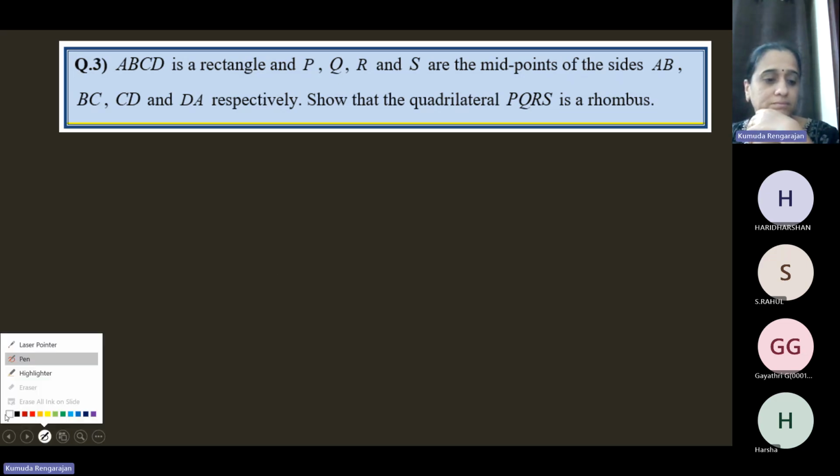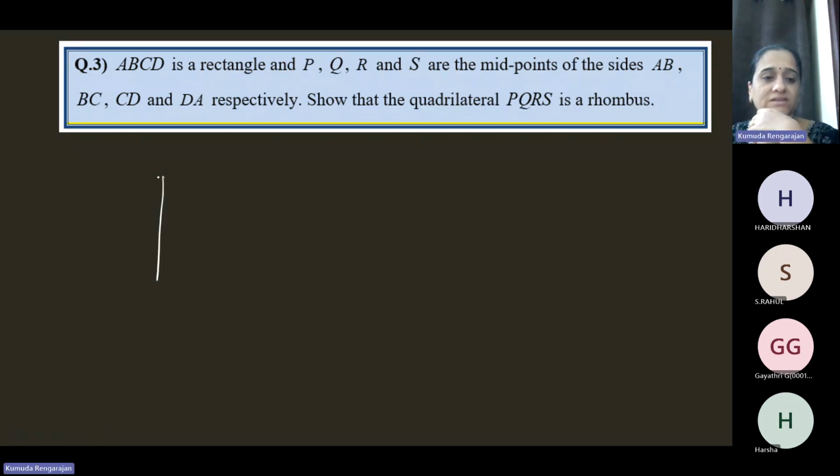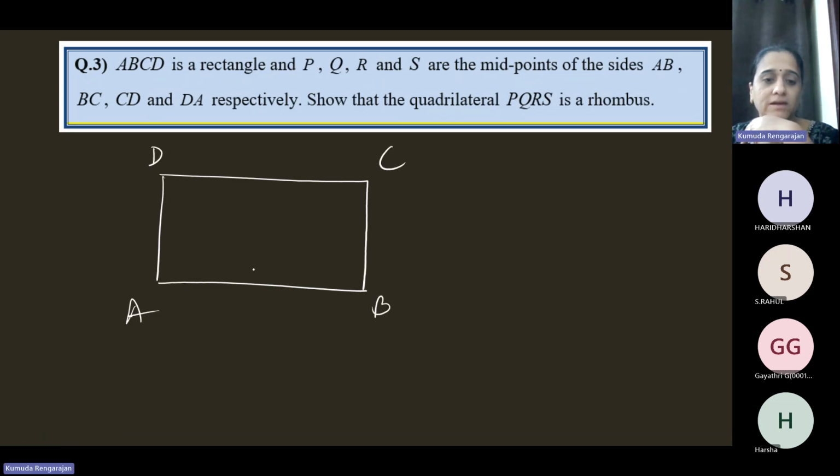So here, ABCD is a rectangle. Mark the midpoints carefully. P is the midpoint of AB, Q is the midpoint of BC, R is the midpoint of CD, and S is the midpoint of DA in order like that. Now join.